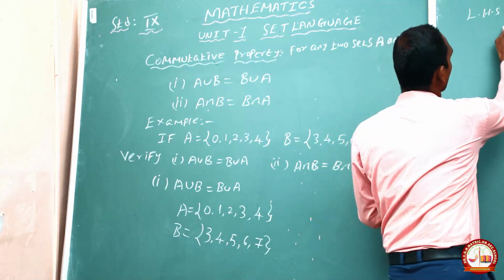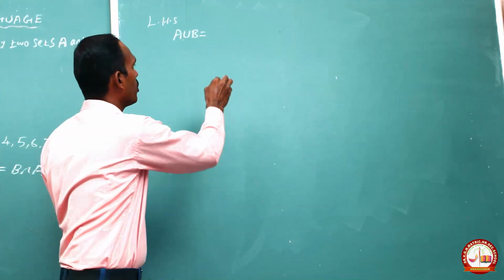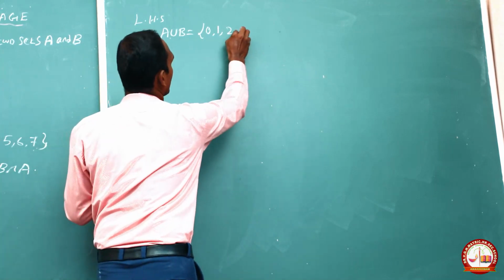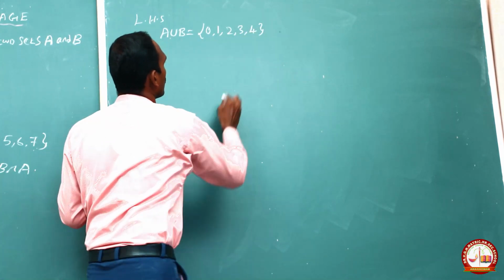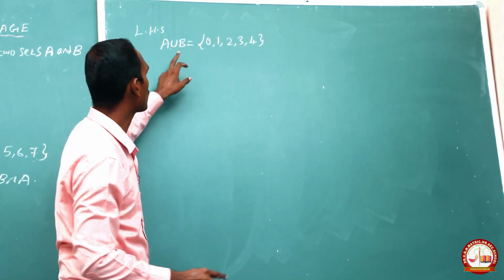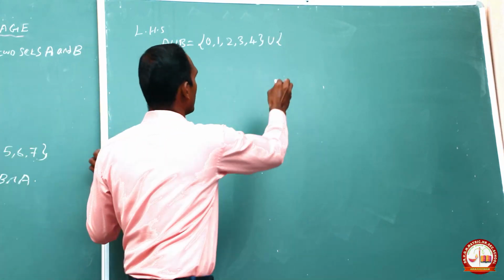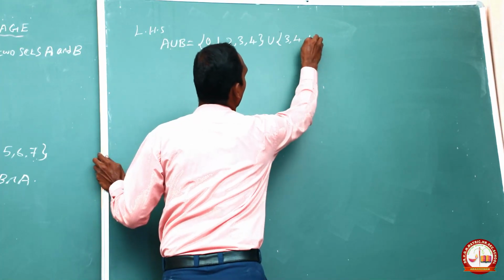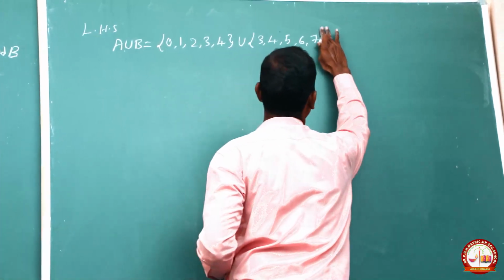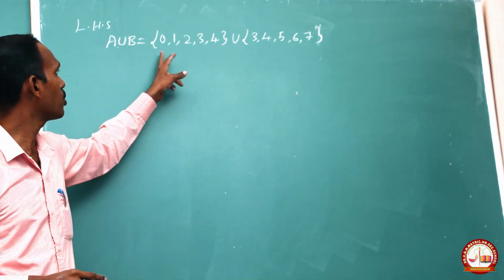First, A union B. Okay. So first, we write the A set of elements: 0, 1, 2, 3, then 4. And then we write the B set of elements. So here you have the union symbol. So you put the union symbol. And then the B set of elements is 3, 4, 5, 6, 7. So we want to find A union B.